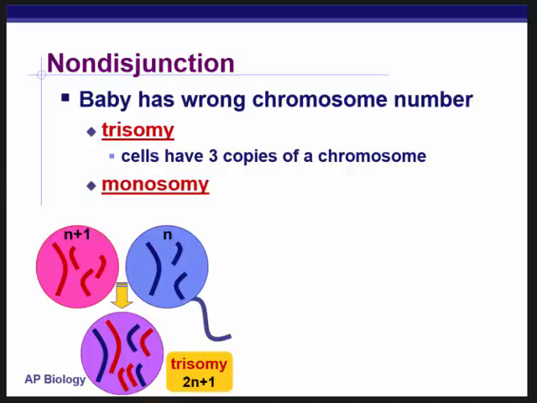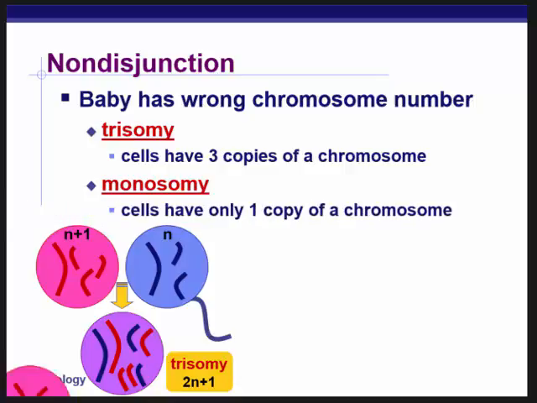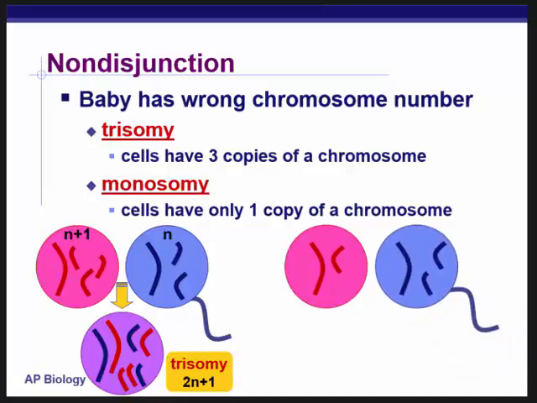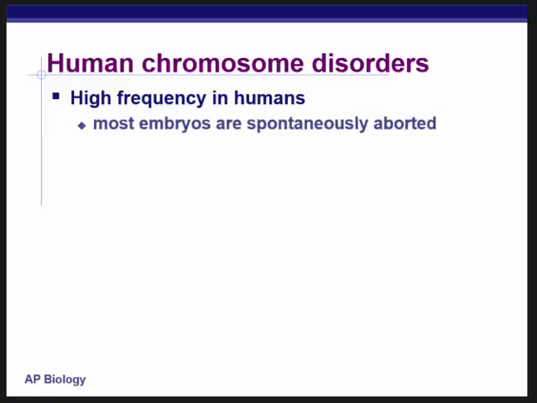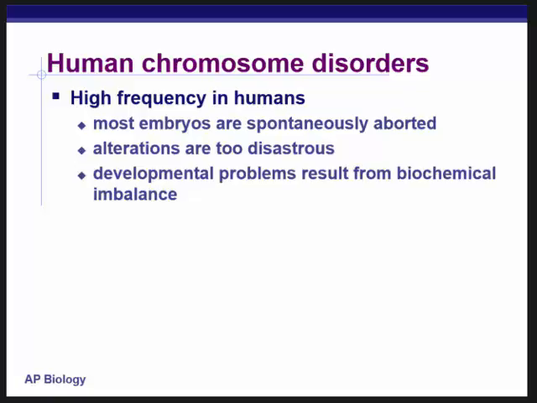If you have the instance of monosomy, then the cells only have 1 copy of a chromosome. So that's when, for instance, the egg is missing a chromosome, sperm comes in, and the baby ends up with 1 less chromosome than it needs. This actually happens fairly frequently in humans, but usually the results are so disastrous that the embryos are spontaneously aborted. So either the mother will not even know that she is pregnant, or the abortion will happen very early on in the pregnancy.